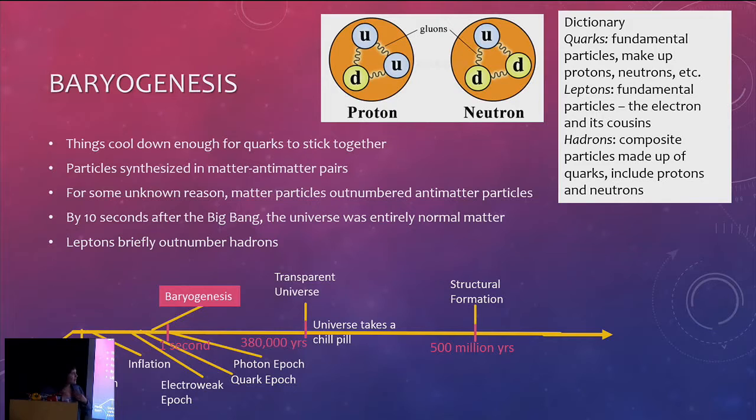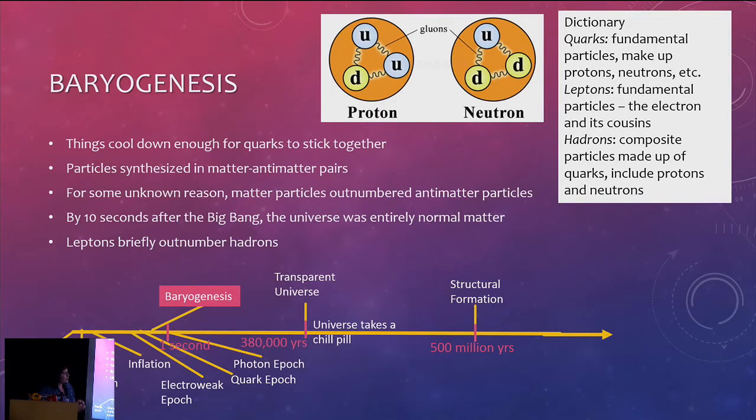So the universe was still really hot, really dense, and made of 3 types of particles. Okay, so around 10 to the negative 6 seconds after the Big Bang, things cooled down enough for quarks to stick together. You can see up there at the top a proton and a neutron, and those circles inside with the letters in them are quarks. Different arrangements of quarks give you different types of particles, and gluons hold them together.